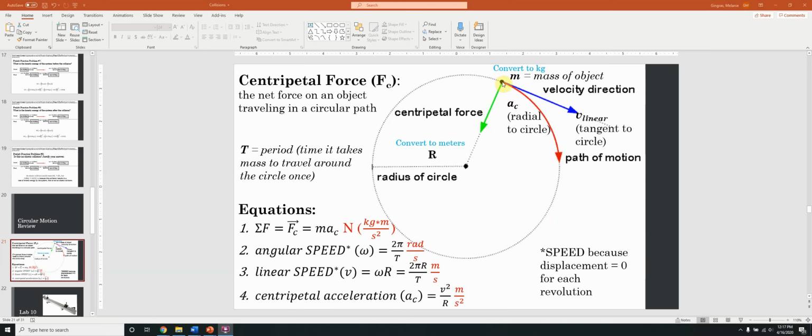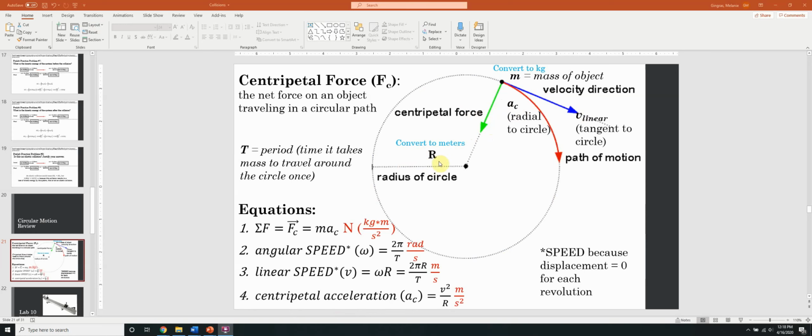We know that if we were to release this mass that we're swinging over our heads, it would travel at v linear, or our linear speed. Now, of course, because we have a force, that means we also must have an acceleration. So the centripetal acceleration is this vector here. This is going to be radial to the circle, and as we already established, v linear, our linear speed, is tangent to the circle.